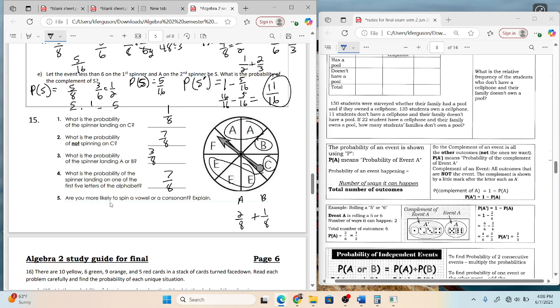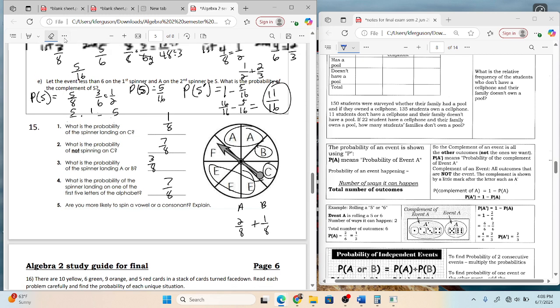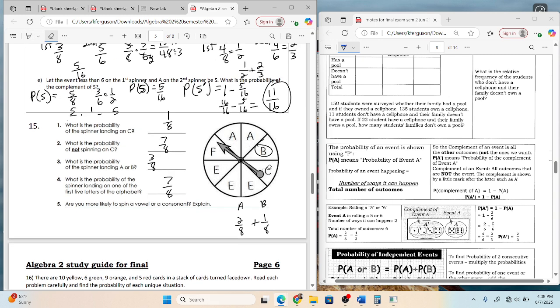And are you more likely to spin a vowel or a consonant? Well, if I look at what we got, let's count the vowels. I've got 1, 2, 3, 4, 5. There are 5 vowels. Count the consonants. B, C, F. So 1, 2, 3. There are 3 consonants. So what is it more likely to get, a vowel or a consonant? It's more likely to get a vowel because there's more vowels.